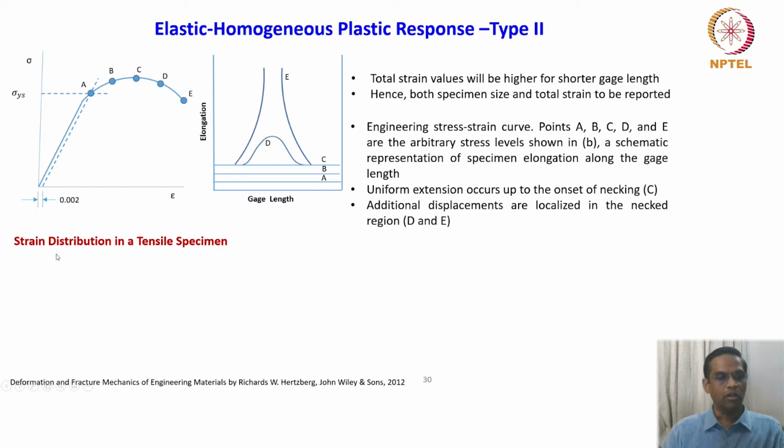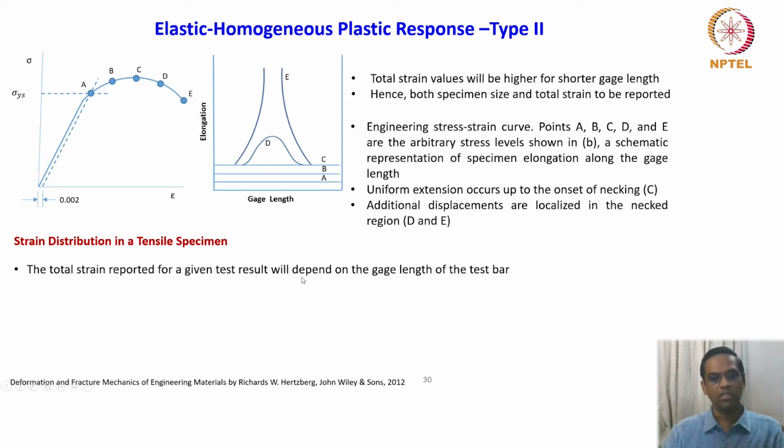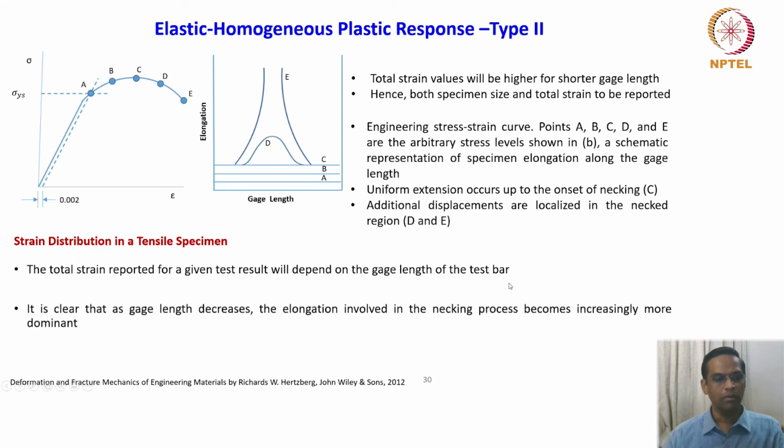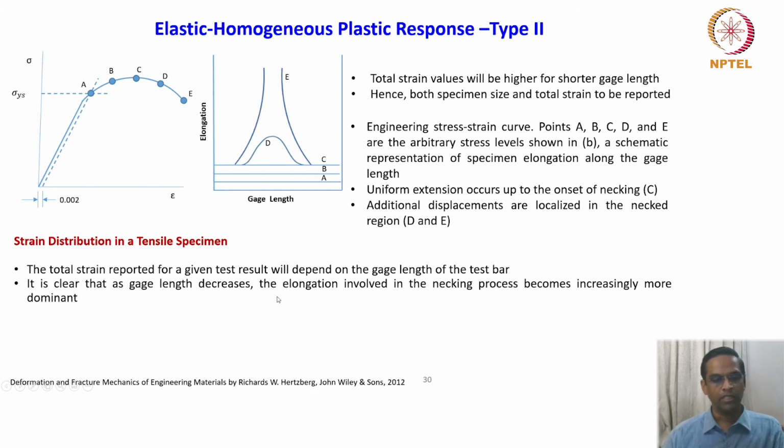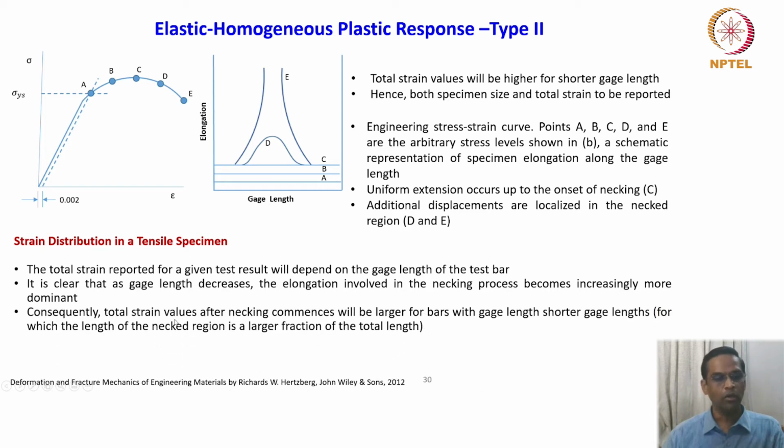So let us talk about the strain distribution. The total strain reported for a given test result will depend on the gauge length of the test bar. It is clear that as the gauge length decreases, the elongation involved in the necking process becomes increasingly more dominant. Consequently, total strain values after necking commences will be larger for bars with shorter gauge length, for which the length of the neck region is a larger fraction of the total length. So this particular contribution, either D or E, is a larger fraction of the total length. That is what is mentioned.